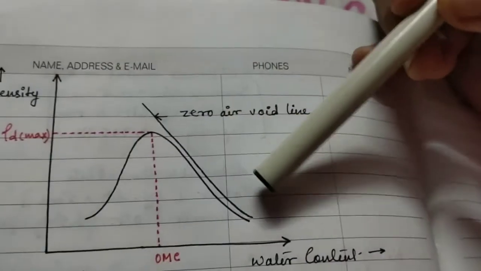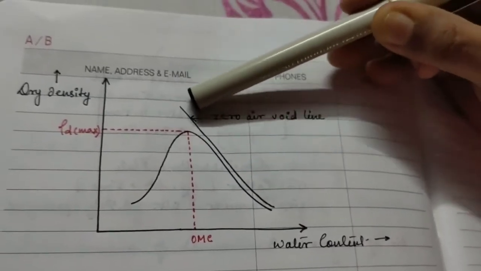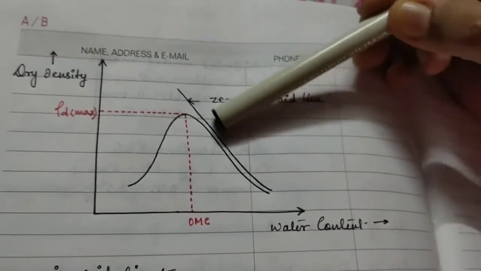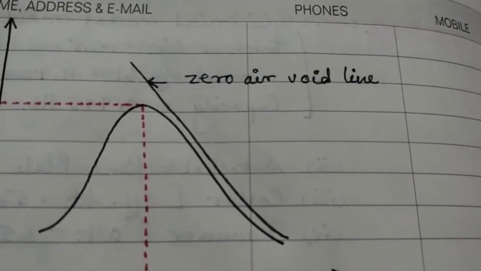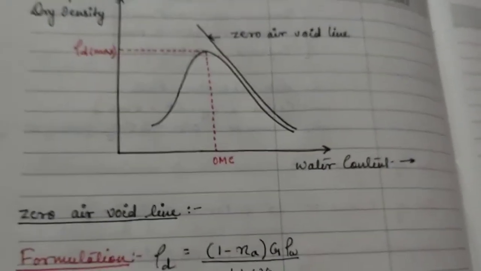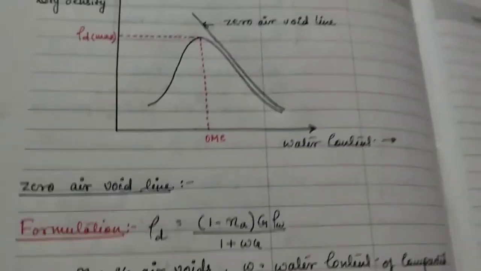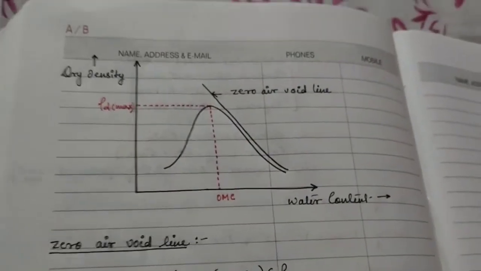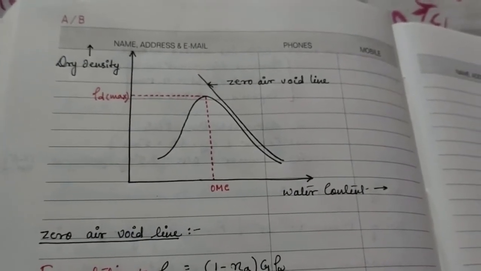As we can see in the graph, there is a line going parallel to the wet side of the optimum curve. This line is known as the zero air void line. So what is the zero air void line? This line shows the water content and dry density relationship for any compacted soil containing a constant percentage of air void. So this is also known as the air void line.